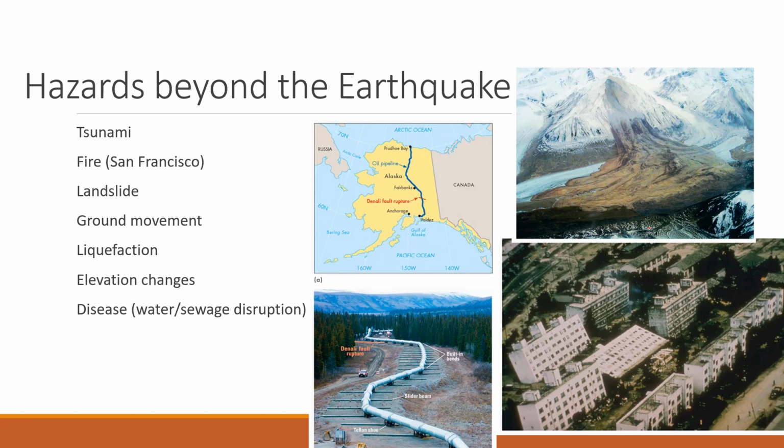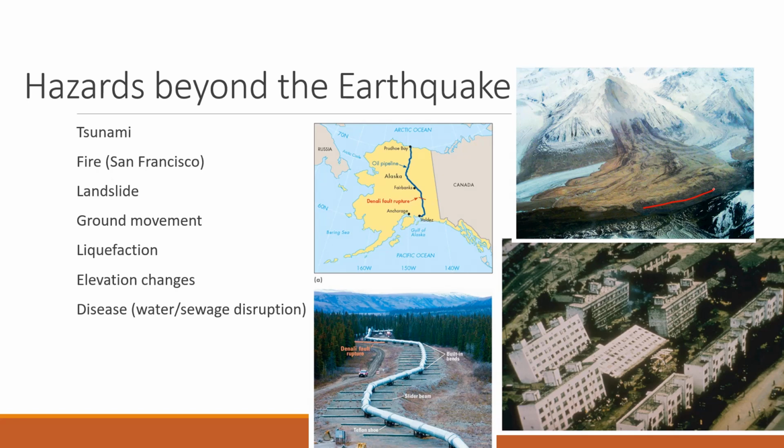There are hazards beyond the earthquake itself. So we can have tsunamis. I will talk about tsunamis. We can have fire. So San Francisco, 1906, most of the damage in that earthquake was actually due to the fires afterwards. We can have landslides. We're shaking the earth. So that's what we're seeing up here. We're shaking the earth so we can have movements of the earth.